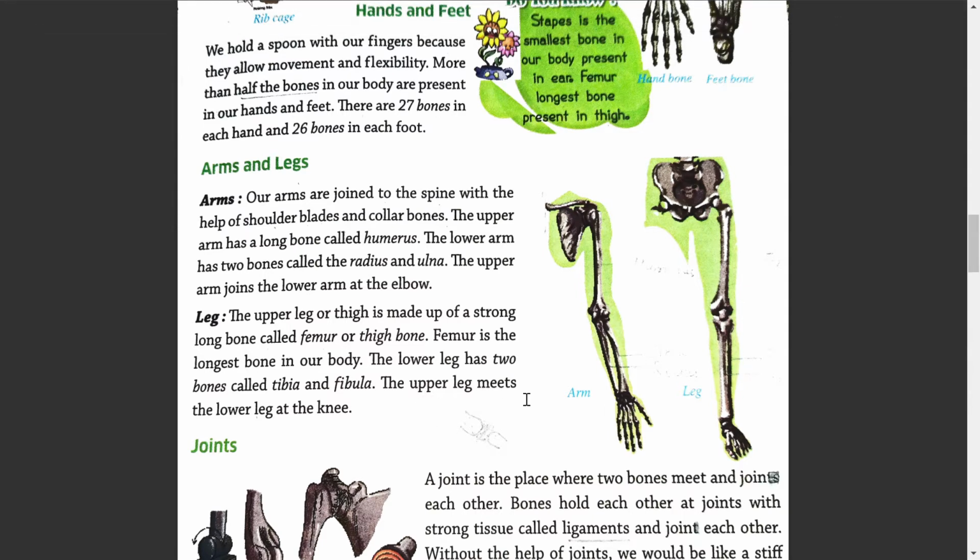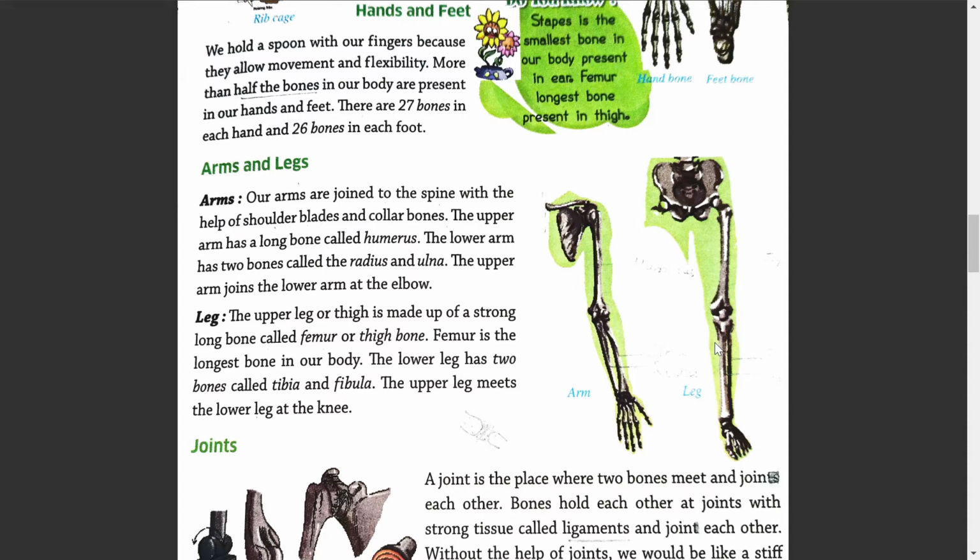The upper leg meets the lower leg at the knee. So the upper portion of the leg will meet the lower portion at the knee. And this lower portion and the foot will meet at the ankle. Now, as we said, two bones meet at a point. Do you all know what that point is called?